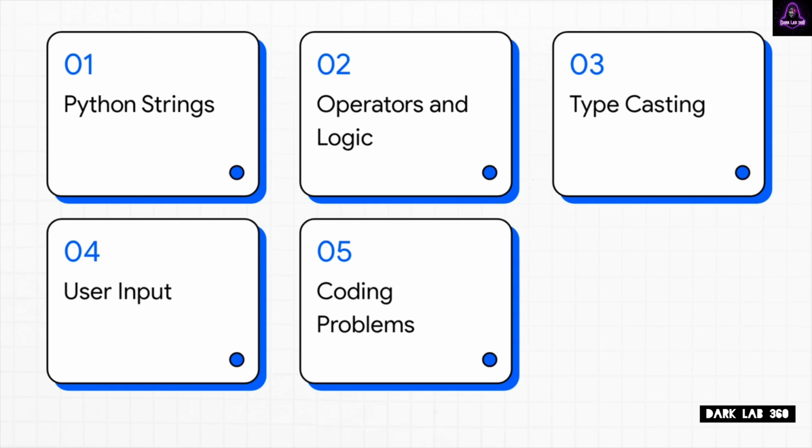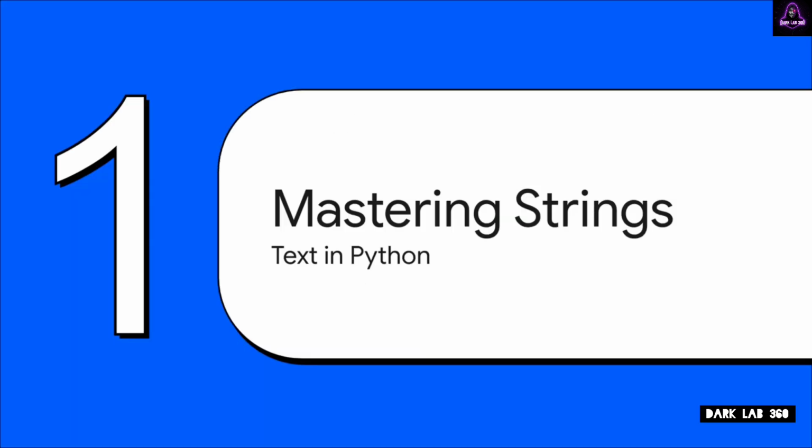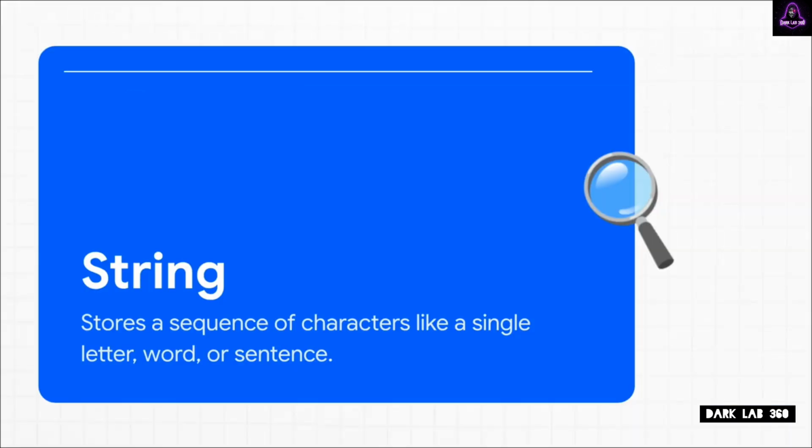Let's get to it. Section 1, Mastering Python Strings. Let's look at how Python handles and formats text, because honestly, this is the absolute foundation of all user interaction. We've touched on this previously, but strings are absolutely essential because they form the vocabulary of our code. Whether it's a single letter, a full word, or an entire paragraph of instructions, a string is simply a sequence of characters. It is the primary way we communicate back and forth with our users.